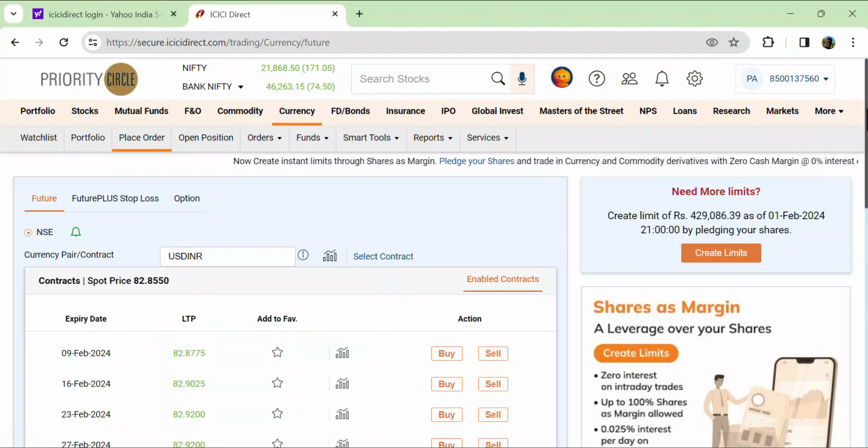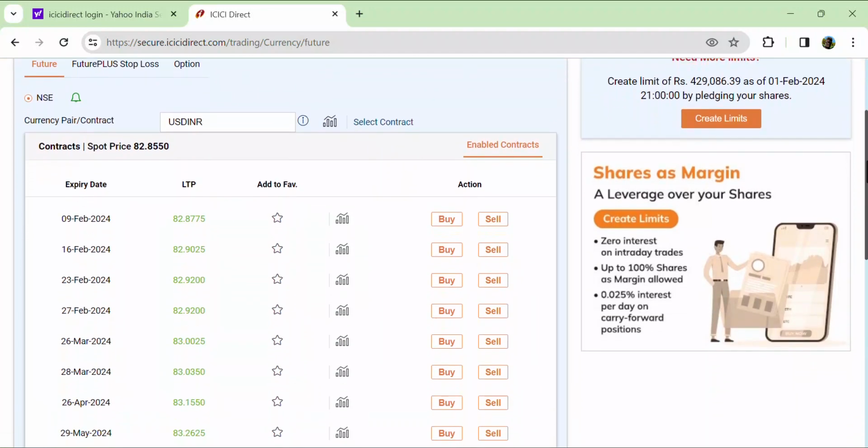Fine. So here, these contracts are available. Today the spot price is 82.85. The price has gone up or gone down? Gone down. It was 83 point something. So in a couple of days, the rupee has appreciated and the dollar has depreciated. After the budget, there's a steep fall.